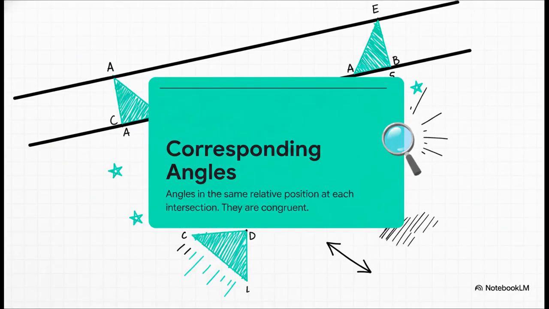Now, corresponding angles. I like to think of these as clones. They're in the exact same spot at each intersection. So if you look at the top right angle on the top intersection, it's going to be a perfect match for the top right angle on the bottom intersection. They are always the same.